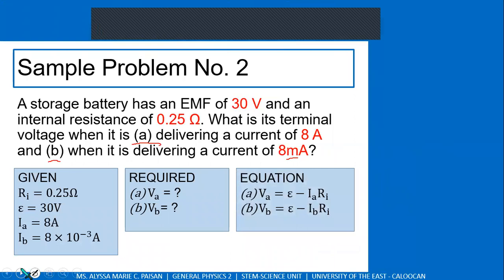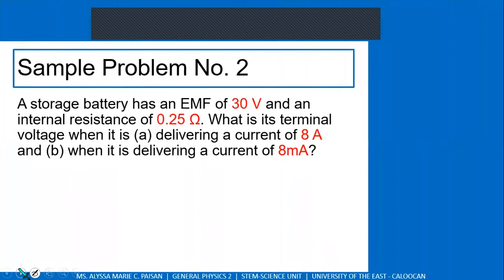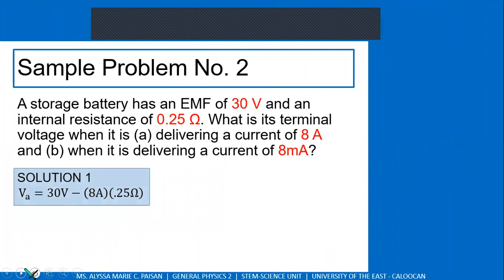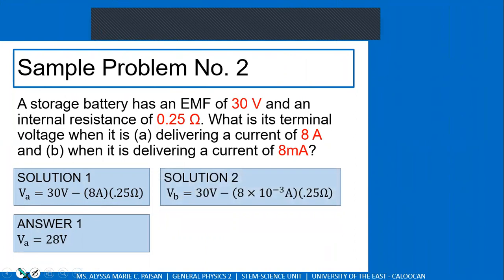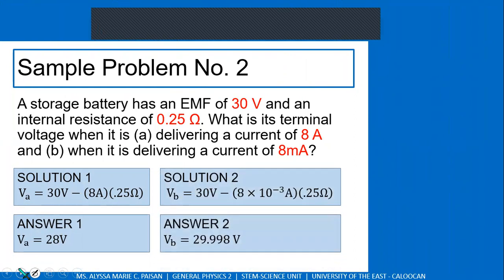We're going to use the same equation. It's just that for VA, we're going to use IA, and then for VB, we're going to use IB. This is also the same equation we used for sample problem number 2 in solving the terminal potential difference. So let's substitute the given, and we get 28 volts for the VA. And then for VB, we substitute and we get 29.998, so almost 30 volts. Okay, ayan.